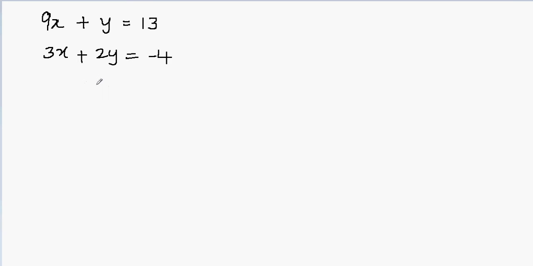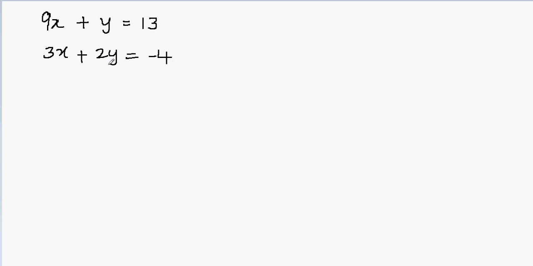So when you see this kind of situation, when you don't have the same coefficient for the same variable, then you will have to multiply one or both of the equations by a constant number to make the coefficients equal. So this time we'll be trying to multiply one or both of the equations to make the coefficients equal.